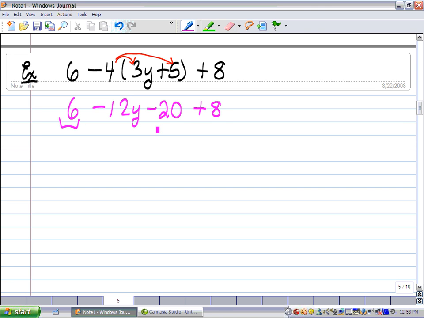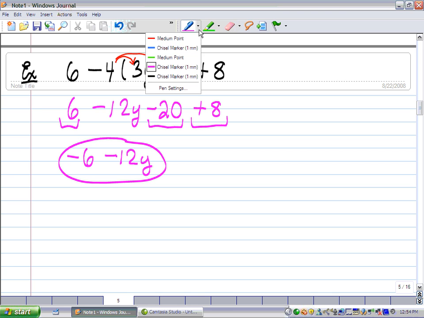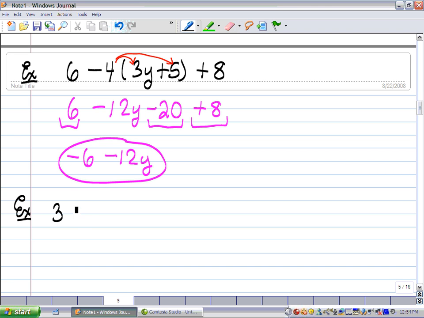Look, I have three terms that are alike. The 6, the negative 20, and the 8, so I can put those together. 6 minus 20 is negative 14, and negative 14 plus 8 is negative 6. So I have negative 6 minus 12y. Okay, again, I could have put the 12y first if I'd wanted to. Okay, one more for you to look at.